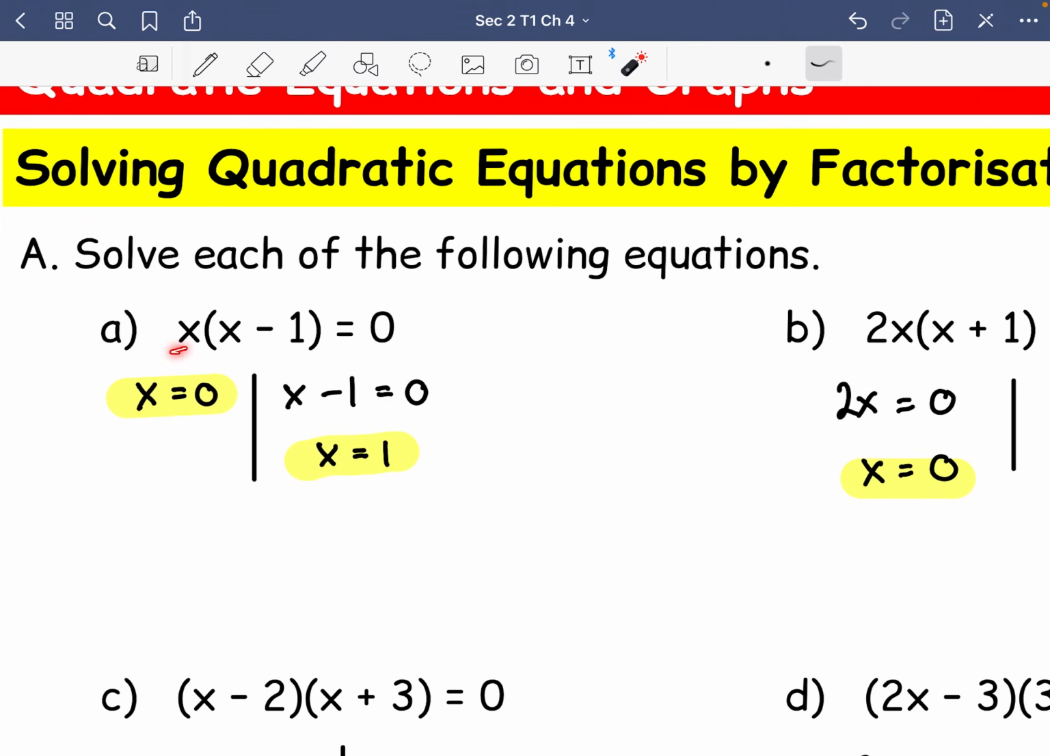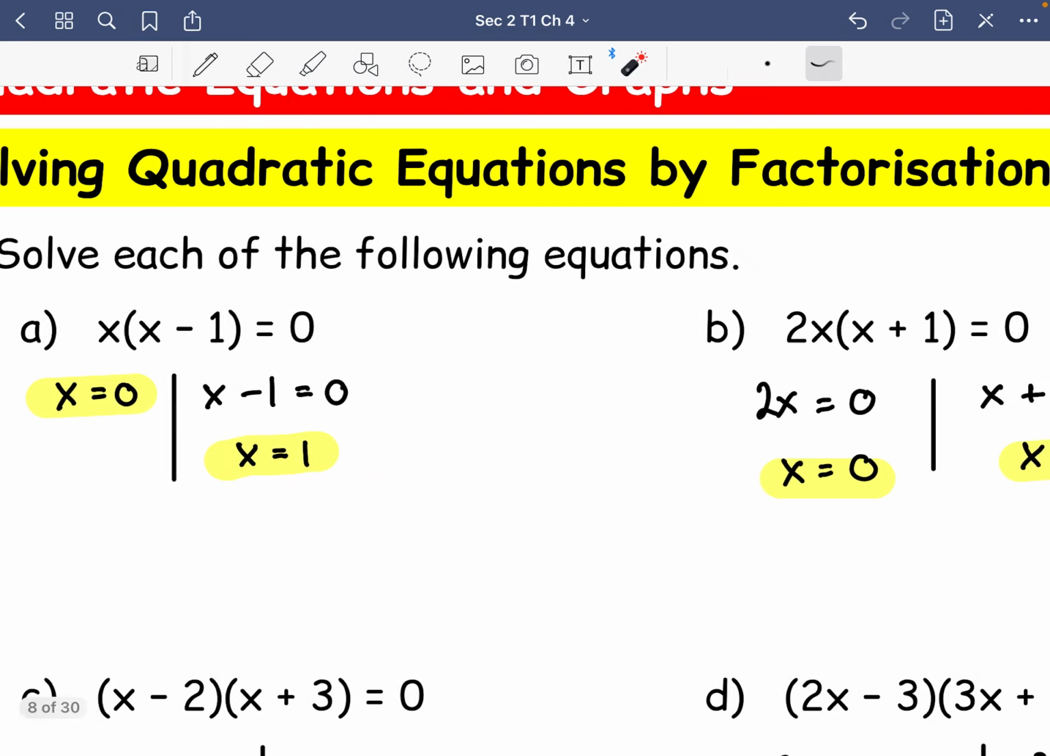So you have x as your first factor for letter A, and then x minus 1 as your second factor. To solve for the values of x in a quadratic equation, you need to equate x and x minus 1 to 0. So x is equal to 0, and x minus 1 is equal to 0. So the values of your x are 0 or positive 1. That's it.